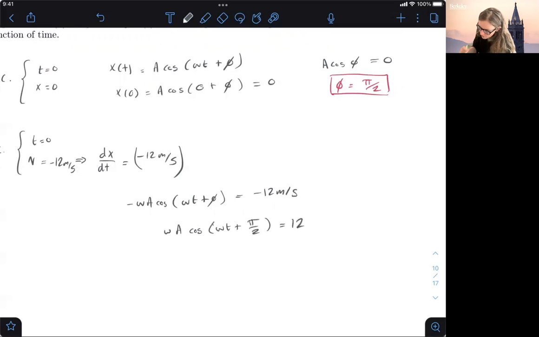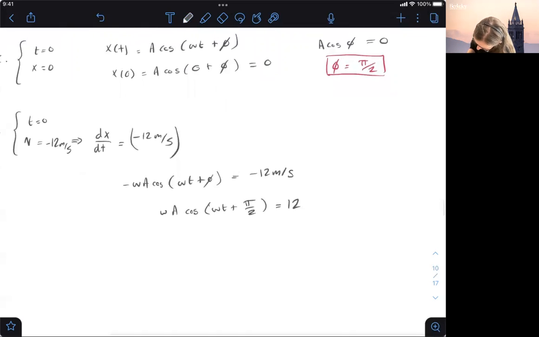Okay, so my goal for this problem was to solve for A. So I can say A is equal to 12 divided by W cosine of, am I plugging in? Yeah, I'm plugging in 0 for t because I know that my t is equal to 0 here. So t equals 0. So W cosine of pi over 2.